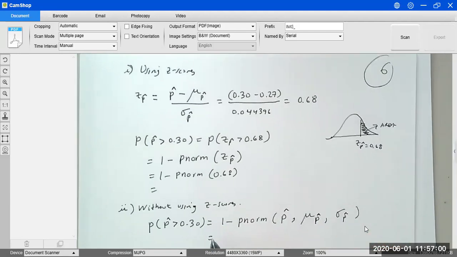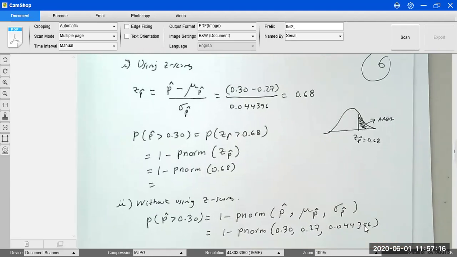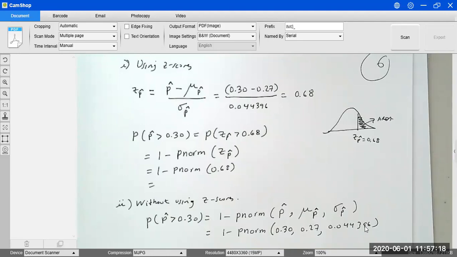So this is equal to 1 minus P norm of 0.30, 0.27, 0.044396. So we have two computations to do now, and that is going to be the first problem that we solve by using the normal distribution or the standard normal distribution, depending on the method that you prefer.